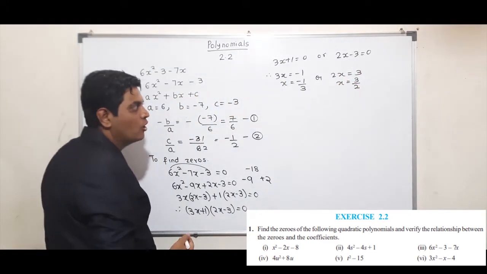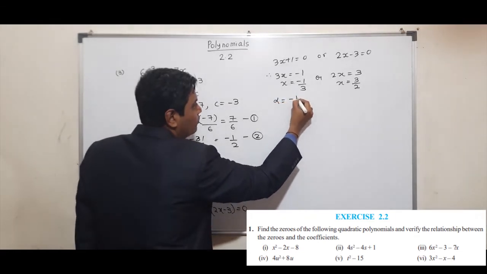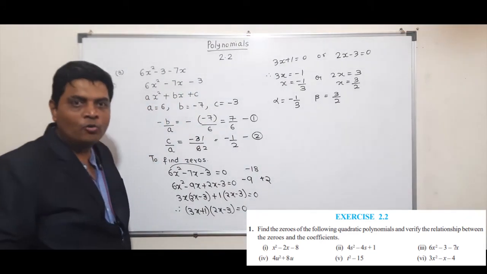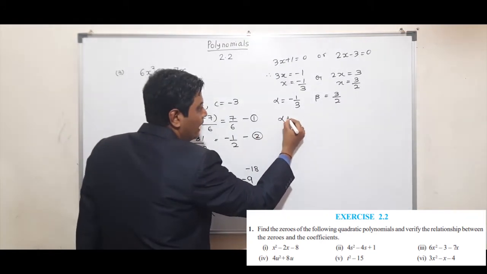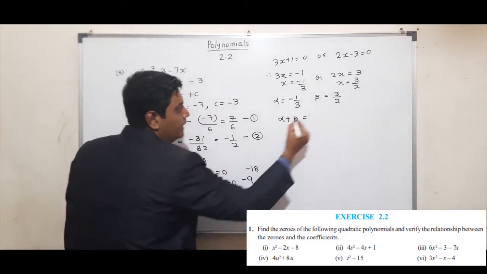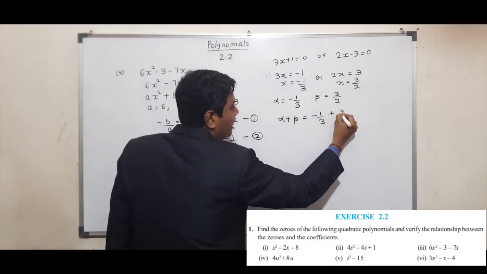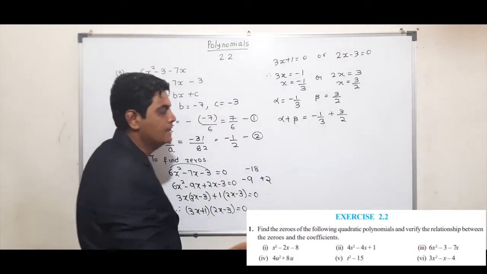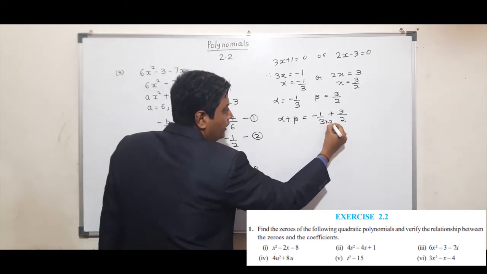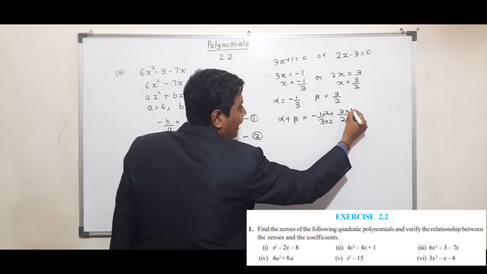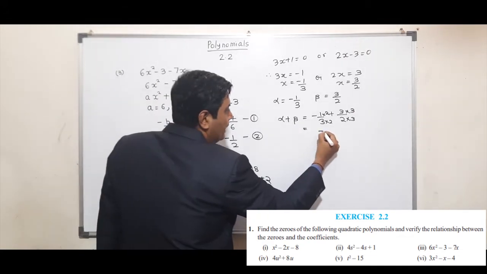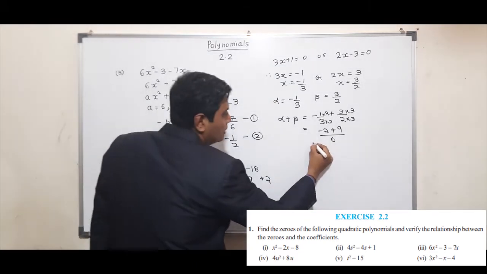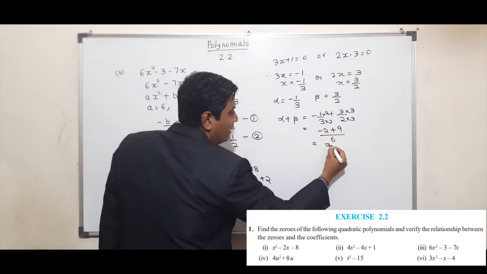So what are the two values of alpha and beta? Alpha is equal to minus 1 upon 3 and beta is equal to 3 upon 2. Then we add alpha plus beta. What is the value of alpha plus beta? It is minus 1 upon 3 plus 3 upon 2. Either you do the cross multiplication or you take the LCM. 3, 2, LCM is 6. So this becomes minus 2 plus 9 divided by 6. So this becomes 9 minus 2, 7 upon 6.